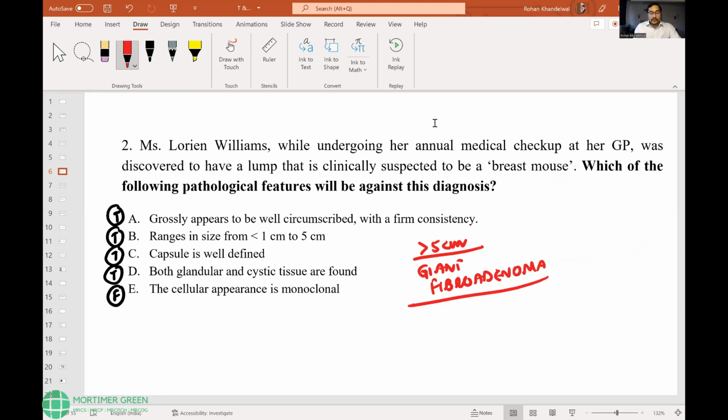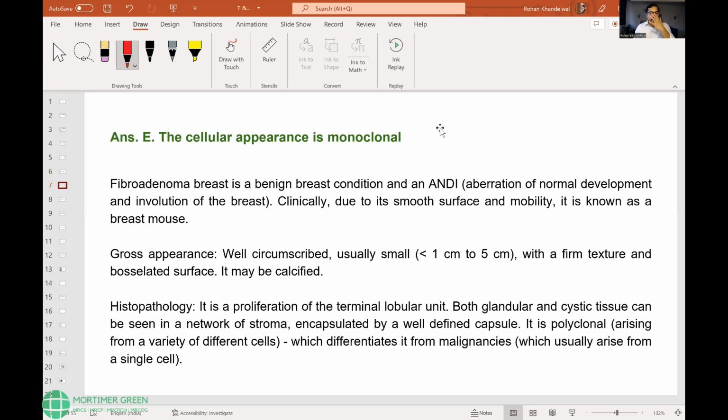The capsule is well defined. Yes, that is one of the hallmarks. And there's both glandular and cystic tissue which is formed, but the cellular appearance is monoclonal. So this is not true for a fibroadenoma. Unlike cancers, when they arise, they are monoclonal. They are arising from a single clone of cells. Whereas fibroadenomas, you will see that they tend to be polyclonal. Okay. So both glandular and cystic enlargement can be there, but they are polyclonal. And this is a very important point which you should know, which is asked from the pathology in the exam as well. It differentiates from other malignancies which are usually arising from a single cell.